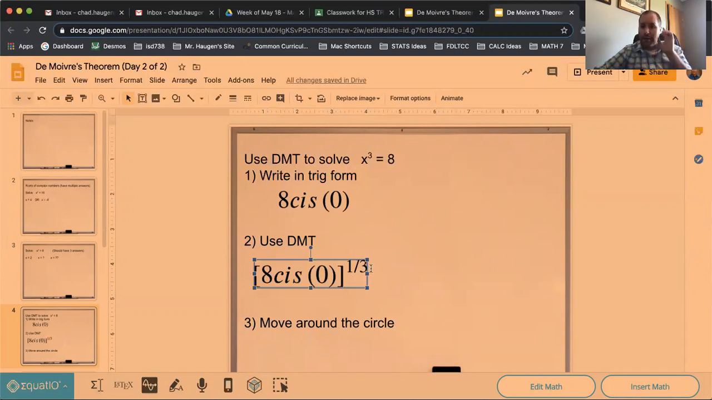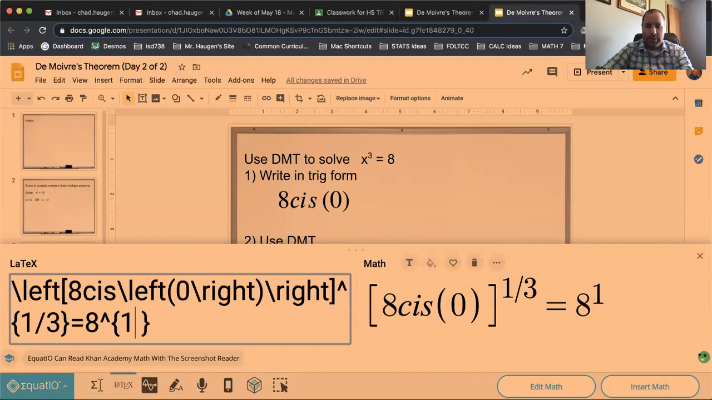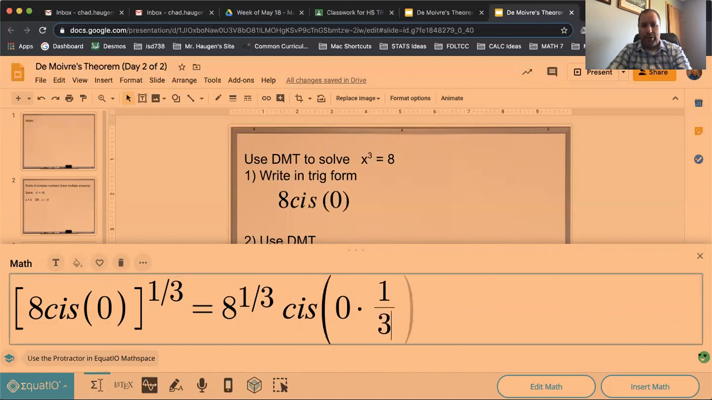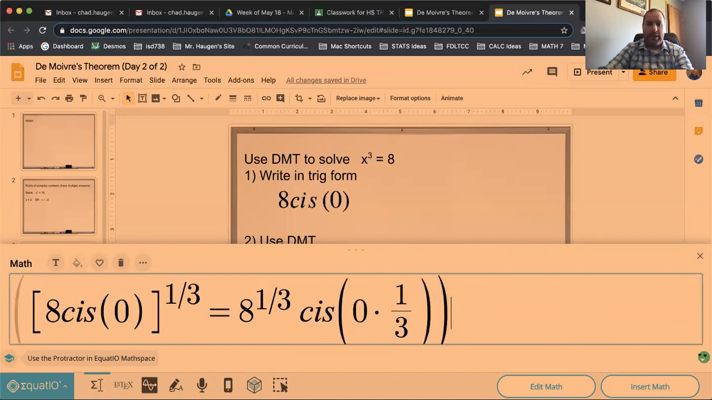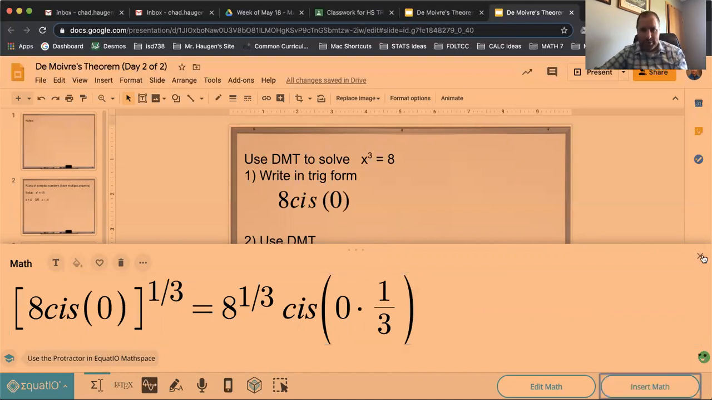That's step 3. Sorry, to go here. But then we have to extend this a little bit. So in here, this is going to be 8 to the 1/3 power. All right, let's make sure that this looks a little bit nicer. So the 1/3 power, and then we have cis 0 times 1/3. Okay, so we'd move that in there as well, right? Which in this case, it's not going to do anything exciting. 0 times 1/3 is still going to be 0, right?